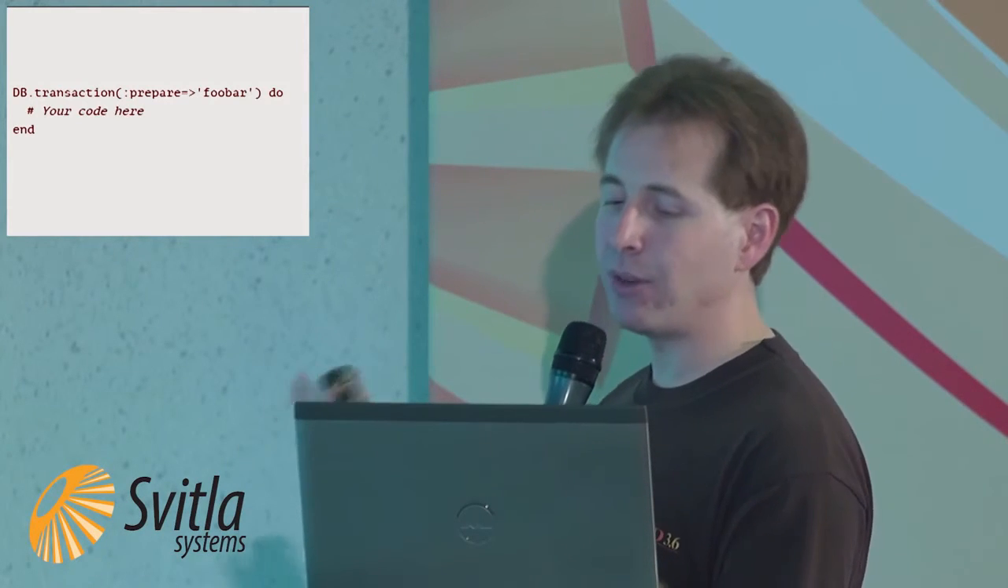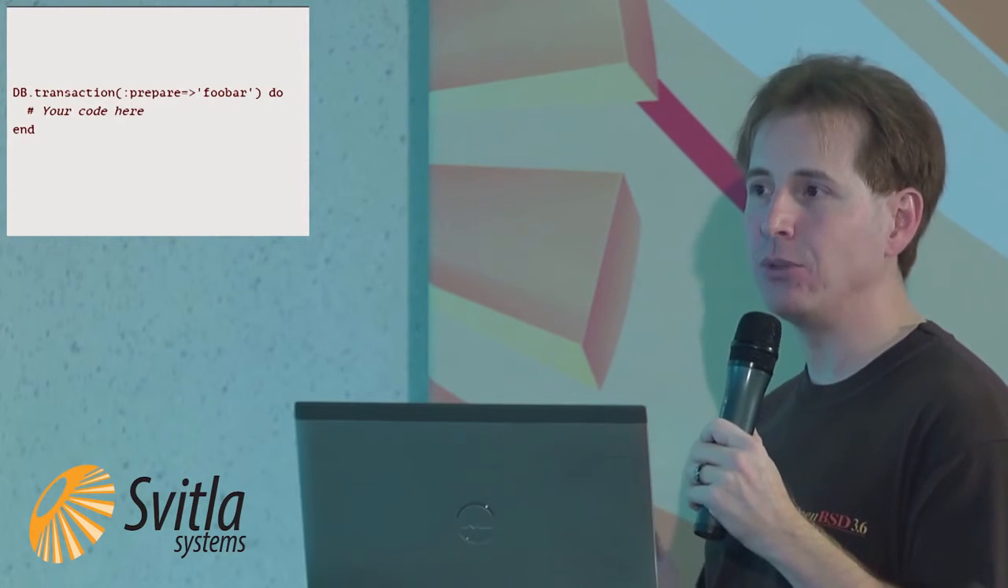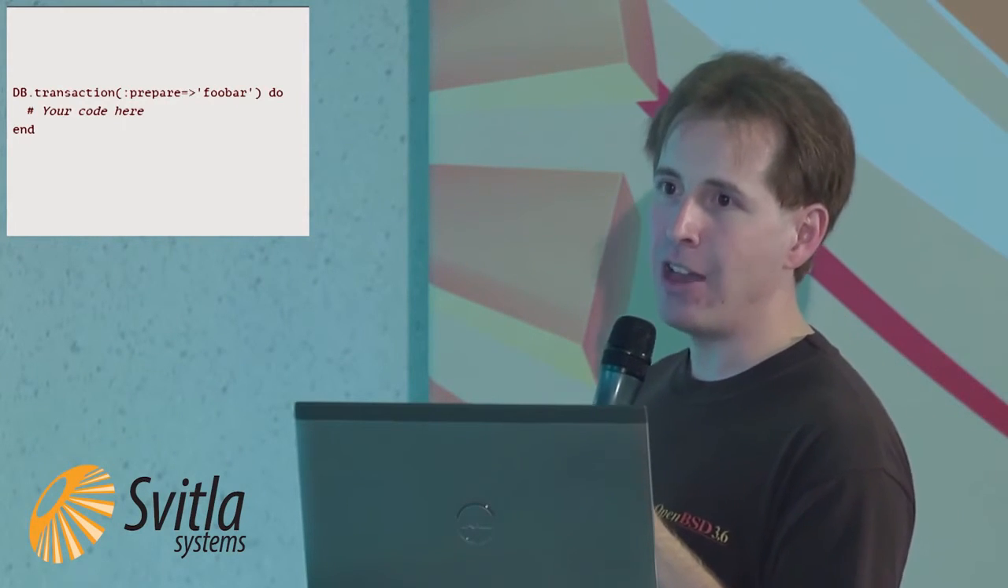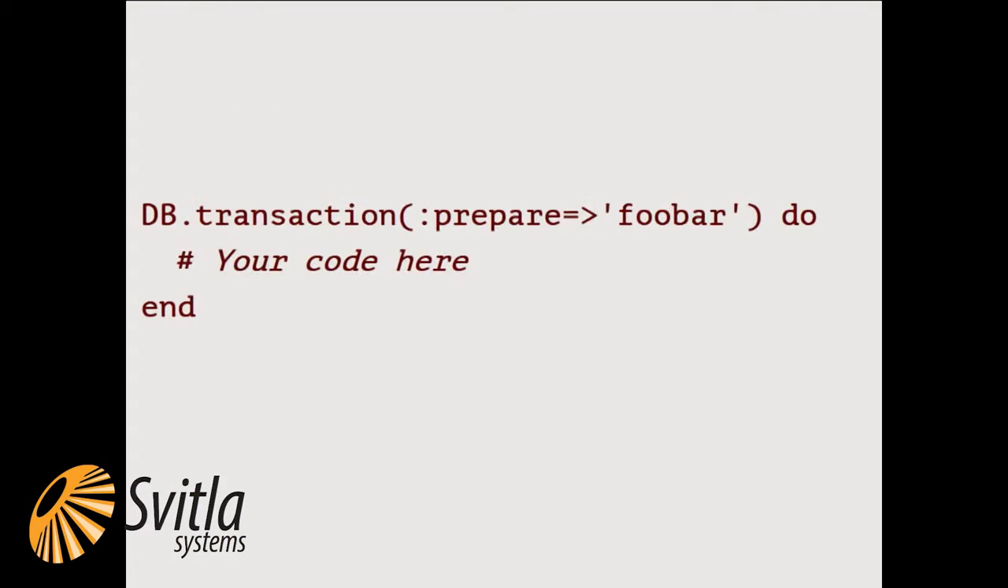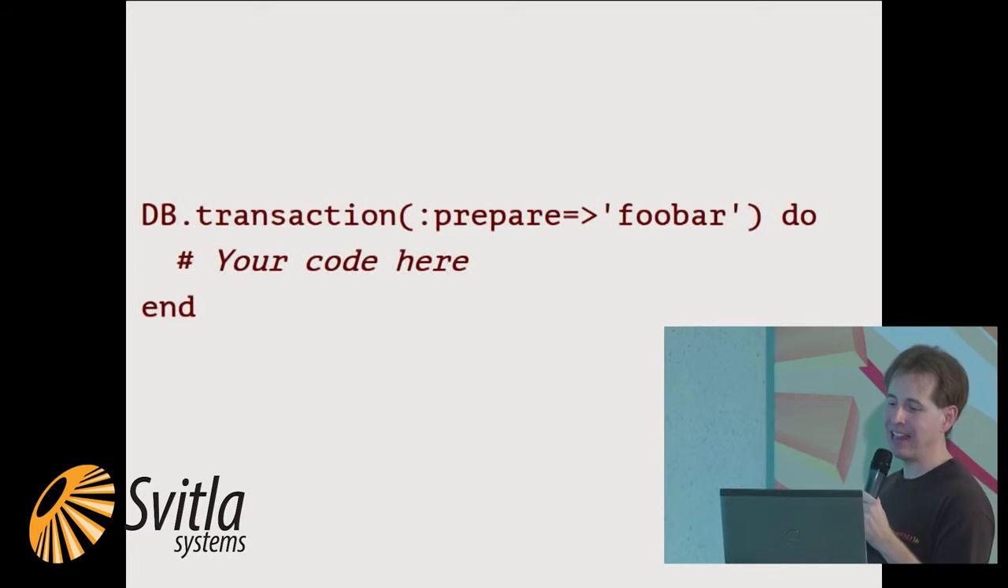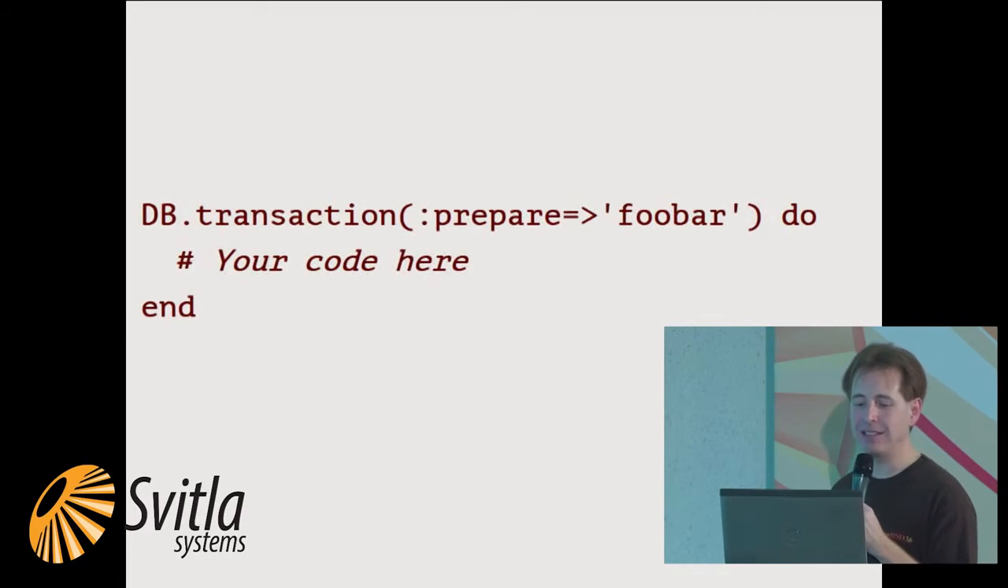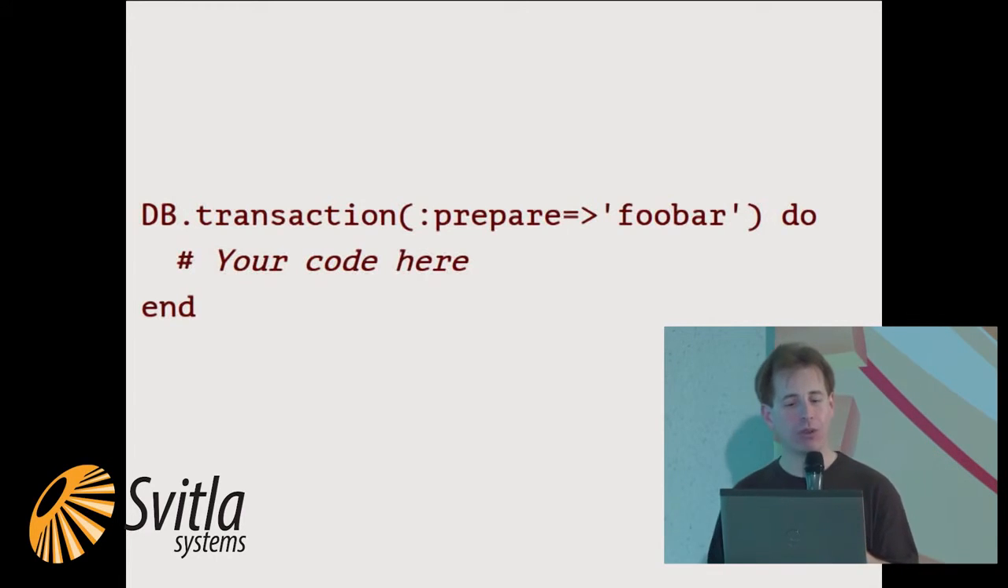So to create a prepared transaction, you use the prepare option to Sequel's transaction method. And the value for this option should be the transaction ID string related to the current transaction. Then you just write the rest of the transaction code like you would normally. The difference between a prepared transaction and a regular transaction is that after the transaction block ends, it appears to the outside world that the transaction has not been committed.